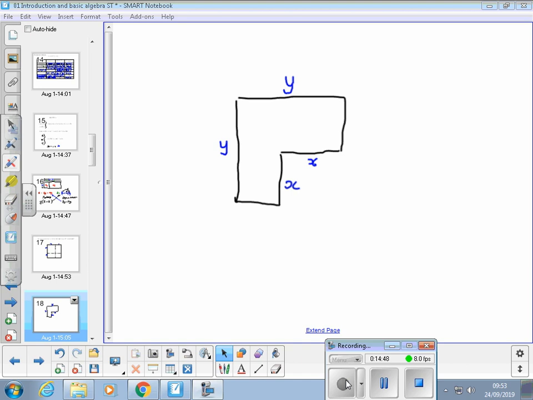Yeah. So y. What's another nice way to write y times y? Yeah, so we're saying area is equal to y squared minus x squared. Yeah, we've got this. Y squared would be the whole square, and then we're taking away that bit which is x squared. That's one way to write it, yeah.